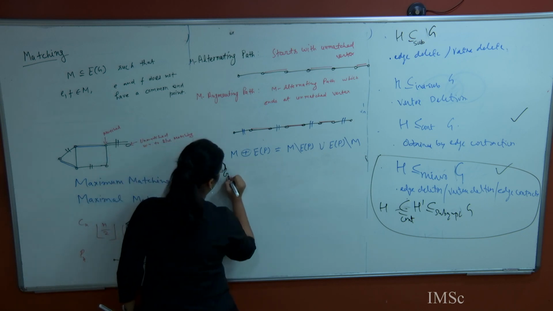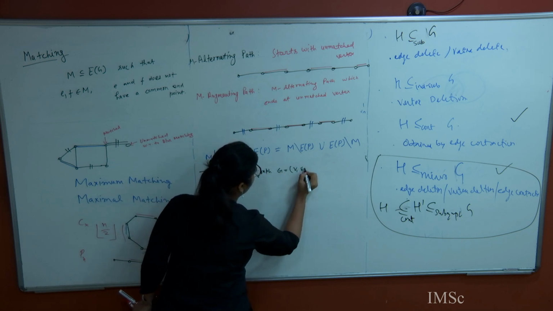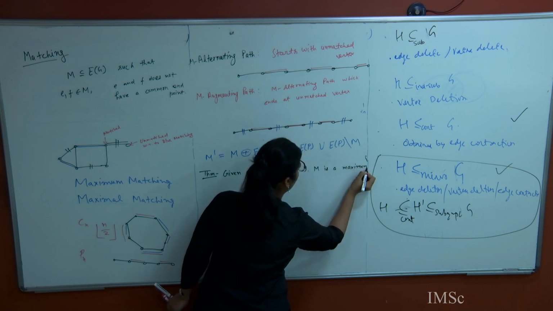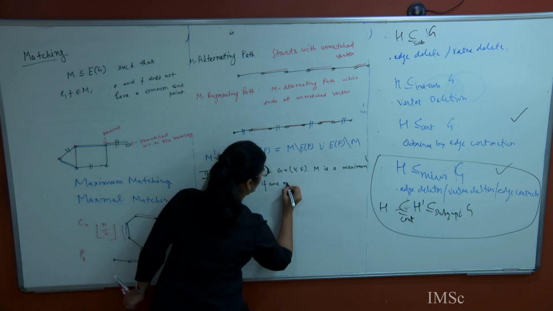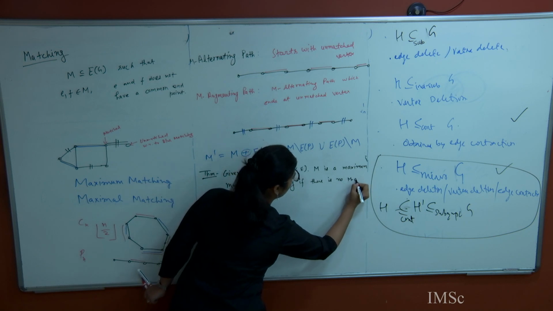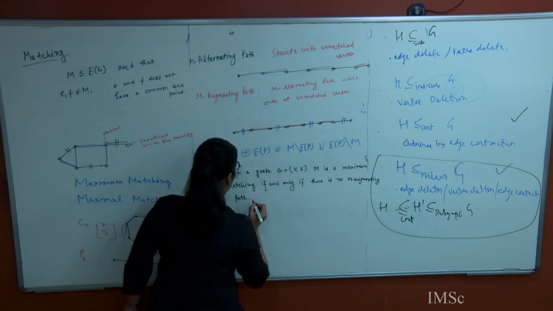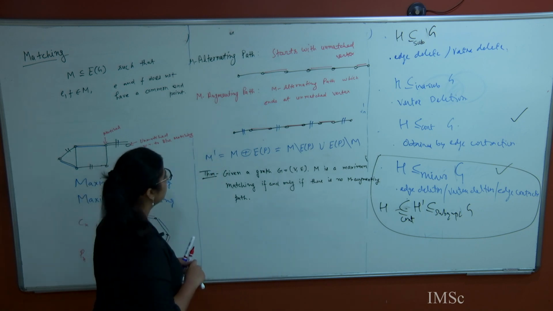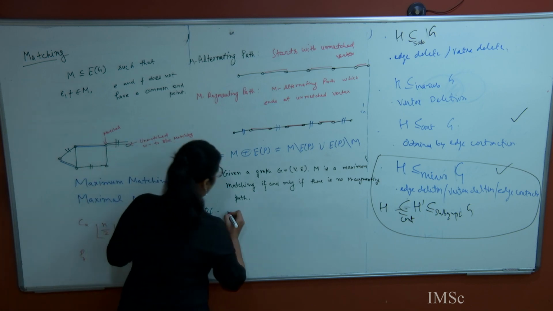Our first theorem is that, given a graph G, any graph, M is a maximum matching if and only if there is no M augmenting path in the graph. So let's prove the theorem. What about the forward direction?